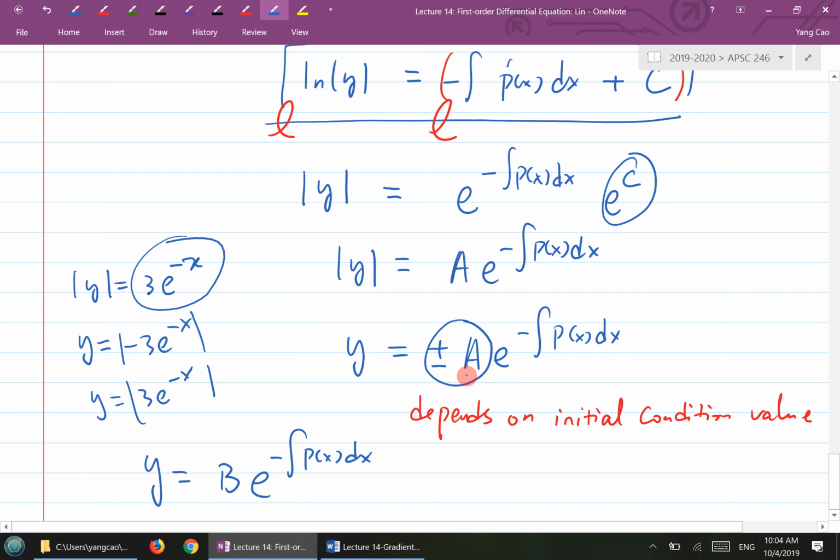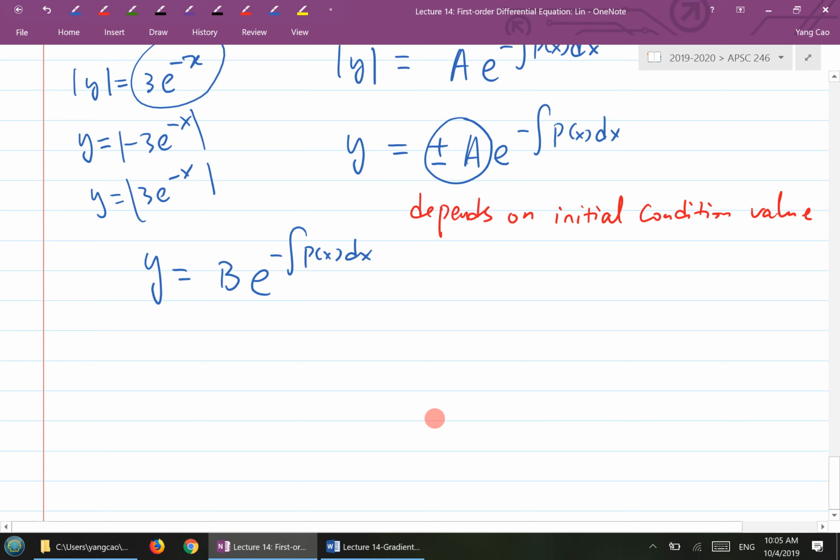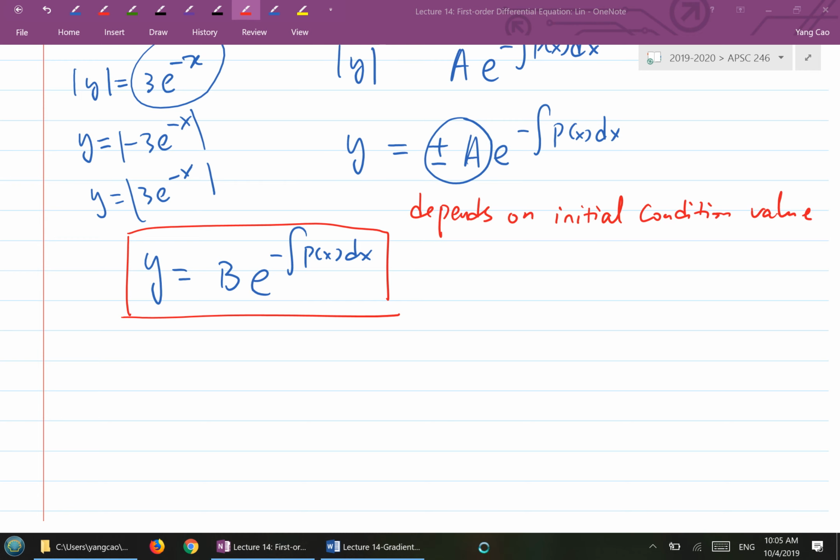That makes sense? But as I said, A is a constant, right? What is the value of the constant? We don't know. That depends on the initial value. So at the end of the day, you won't have both the positive and negative here. You will have only one, and that's for sure. We'll see in examples. It probably will be clear. So basically, now for this homogeneous case, here's your general solution for y. The B here, if there's no initial condition, then we cannot calculate the B value. So let's look at an example here.